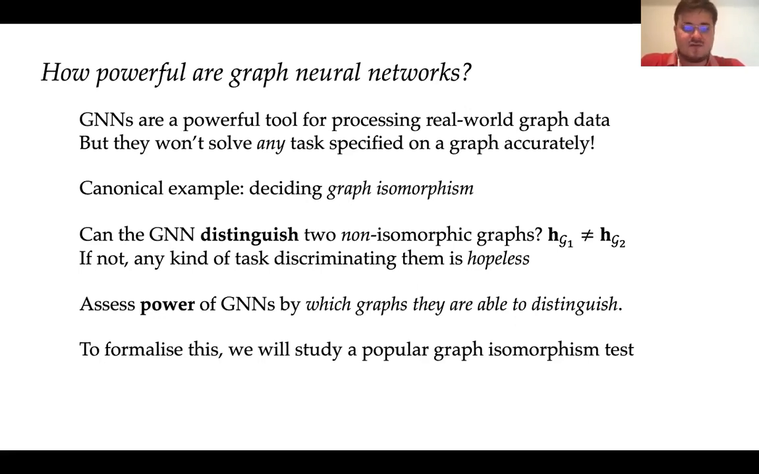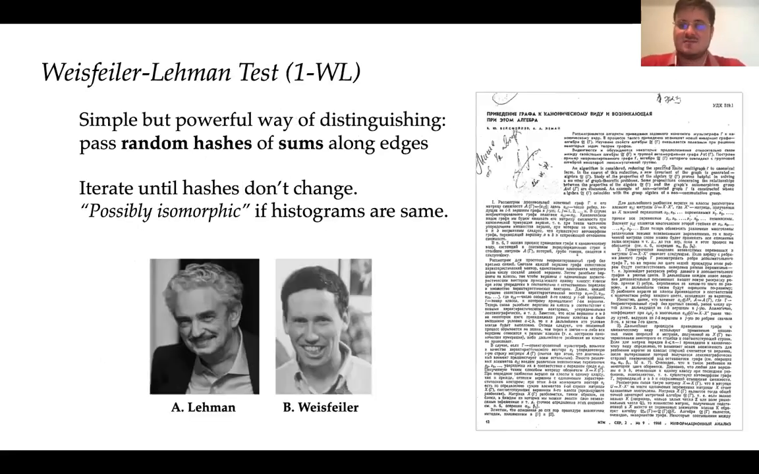And to make this very formal, we're going to study a very popular graph isomorphism test, which is the Weisfeiler-Lehman test. And it corresponds to a simple but very powerful way of distinguishing non-isomorphic graphs, which is to just pass random hashes of sums of node features along the edges. And you basically keep iterating this coloring procedure until the hashes don't change. And then you stop and output a histogram of the colors you get.